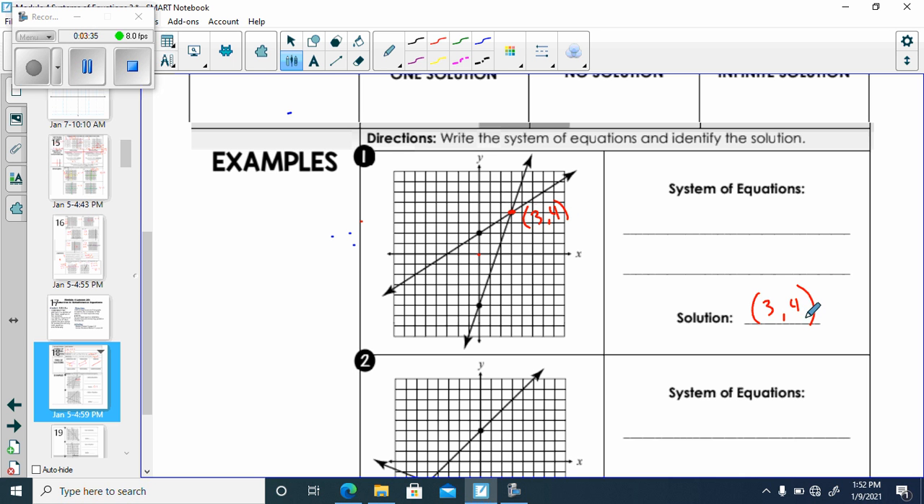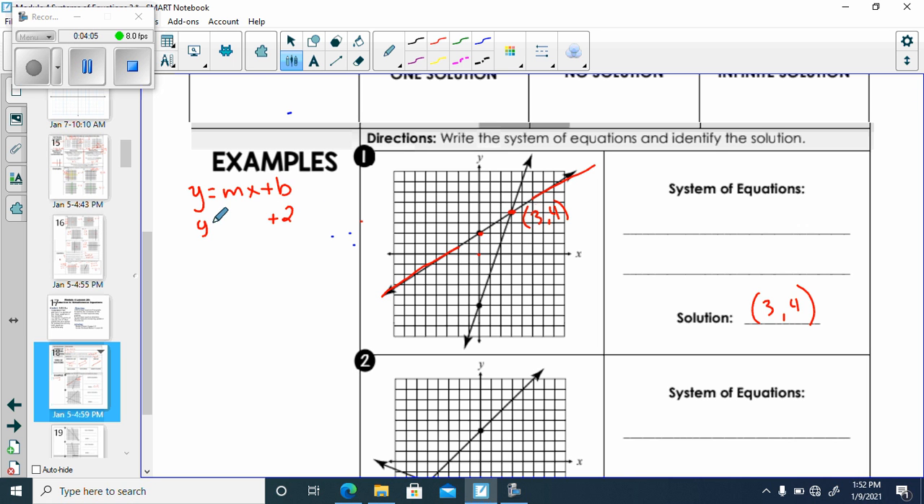Now, this particular problem is also asking you to give the system of equations. You can write them. We know how to find the equation of a line: y is equal to mx plus b. b is where we cross the y-axis. So let's start with this red line here. Where is it crossing the y-axis? It's crossing the y-axis at 2, so the b is 2.